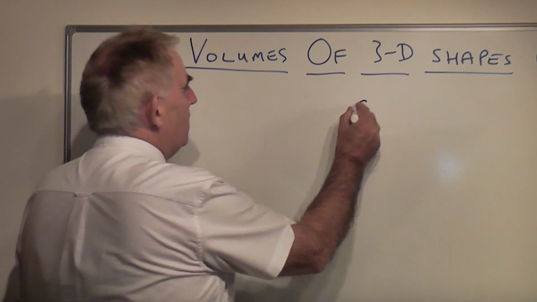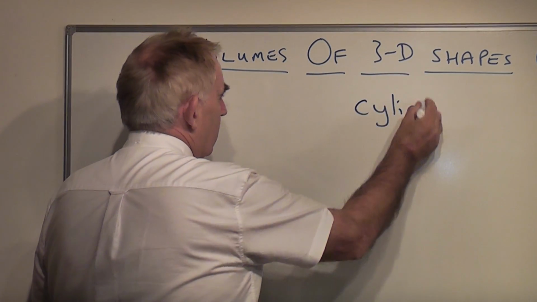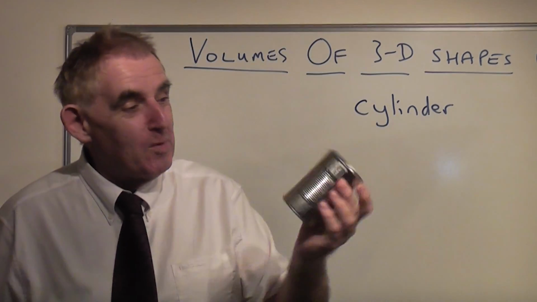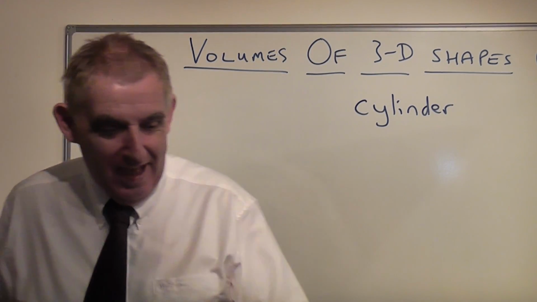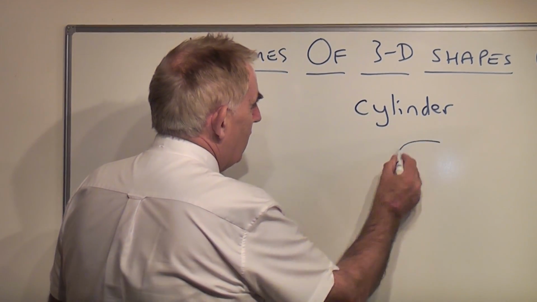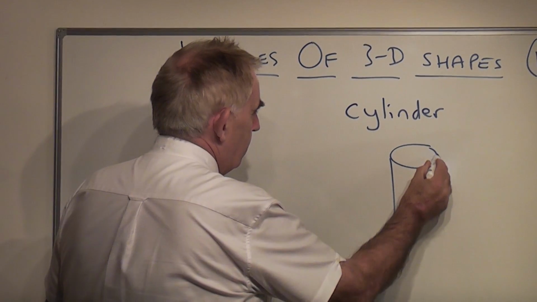This is called a cylinder, alright? A cylinder. Okay, it's a can. Yeah, it is a can, he's right, but in maths we call it a cylinder. Any ideas how we work out the volume of a cylinder? How much space is inside a cylinder?